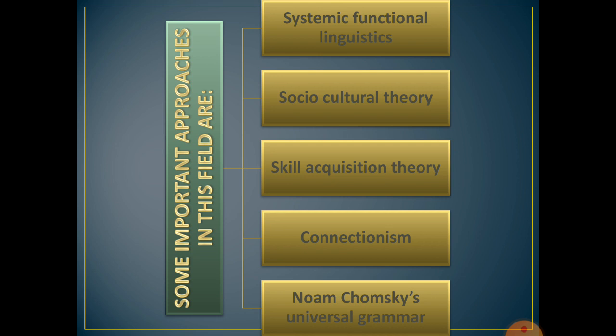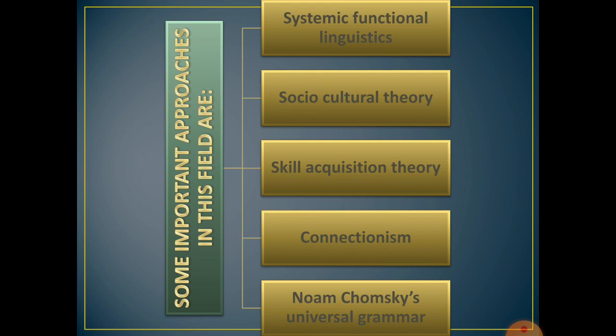According to Rod Ellis, the plurality has meant by sociolinguistics. Sociolinguistics research views the social context in which language is learned as essential for a proper understanding of the acquisition process. And the next, skill acquisition theory. The interaction in second language acquisition is important. In communication, the learners must negotiate for meaning.